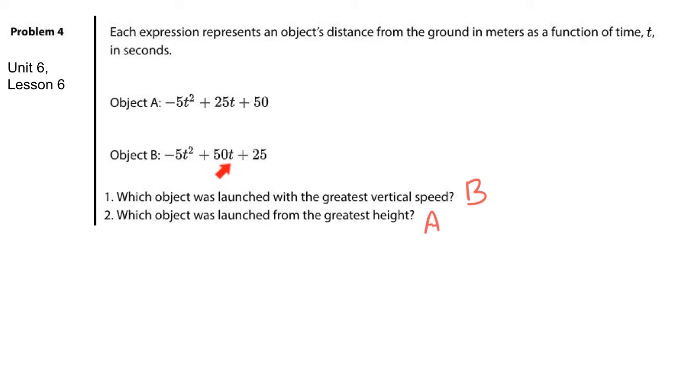That would be B. This part, where you just have t with your term, tells you that initial velocity or initial speed, and so B has a greater initial speed, that would be 50. And number 5, which object was launched from the greatest height? That's A. This part of the function that doesn't have a variable with it tells you its initial value, and so 50 is going to be that greater height.